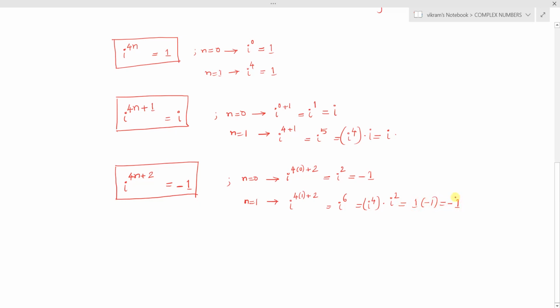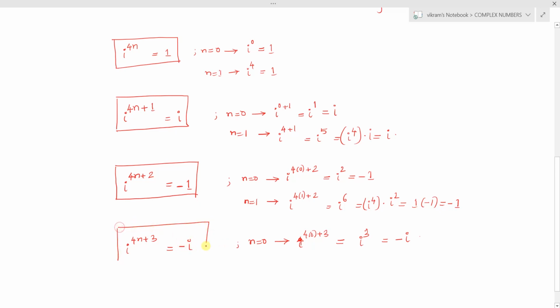And the next one, i^(4n+3), what will be the resultant? If n equals 0, then we will get iota power 4 times 0 plus 3, which equals iota cube. We already found that iota cube is minus i. So we will get minus i.